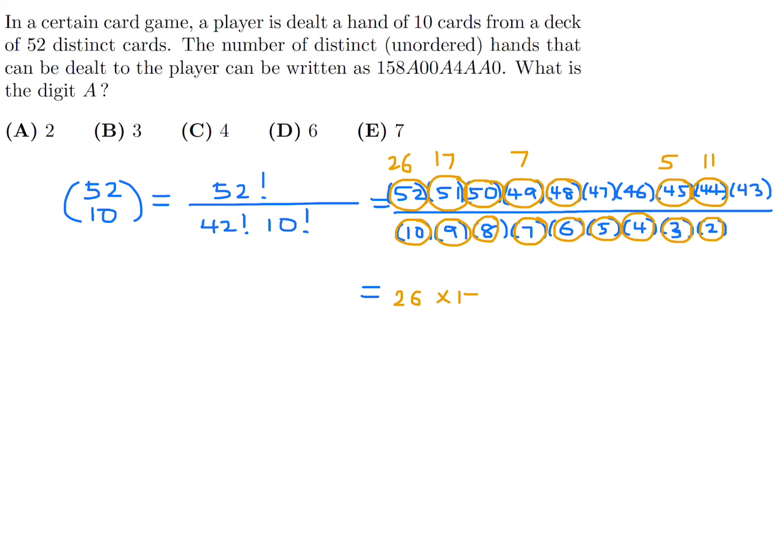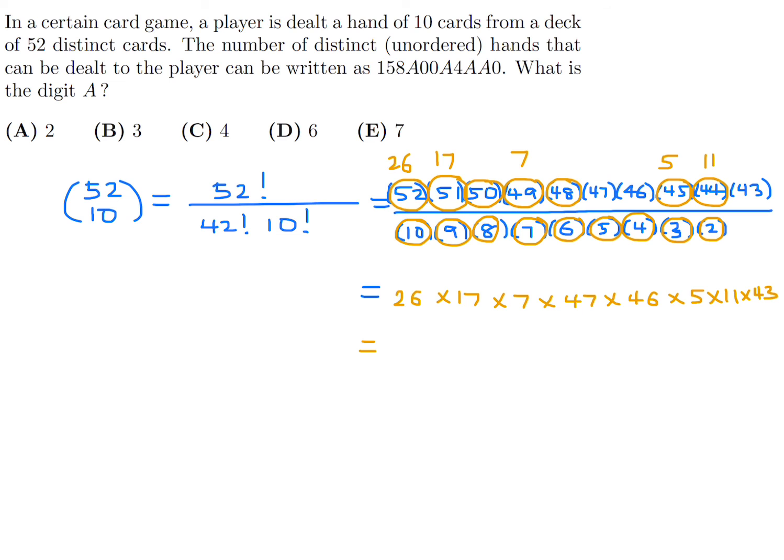So all I'm left with is 26 times 17 times 7 times 47 times 46 times 5 times 11 times 43. It's still a very big number. But there's good news here: all we really care about is getting this second last number.